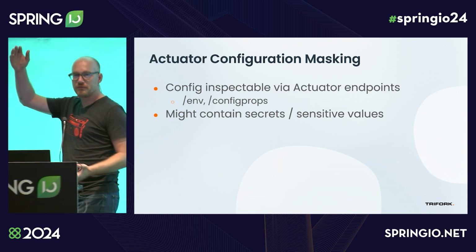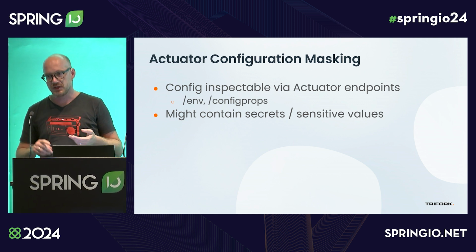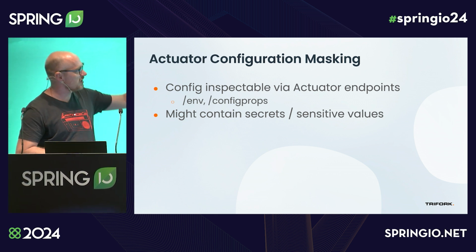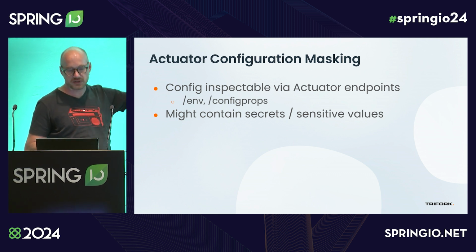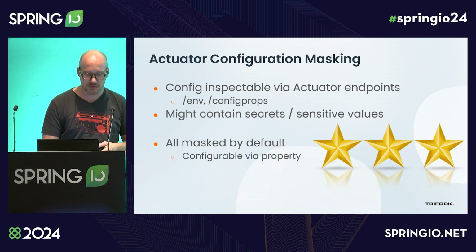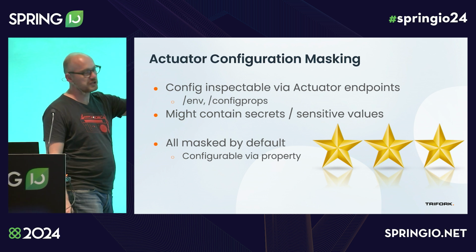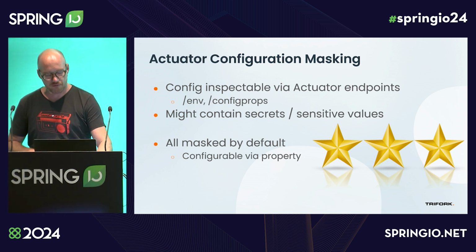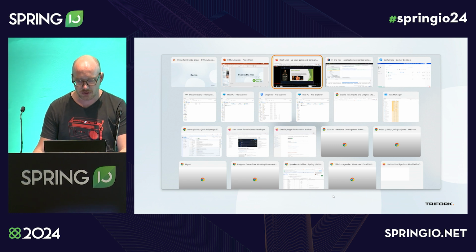So you can see all of the different property sources, like system properties, operating system environment variables, application properties, all of that stuff. But of course, some of those configuration things might contain secrets or sensitive values. So by default, in Boot, it just masks every value that you have. It doesn't distinguish. Everything will be masked, but you can configure this. So that's the first thing I want to quickly show you.